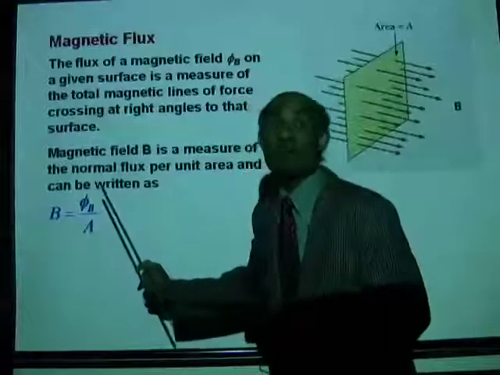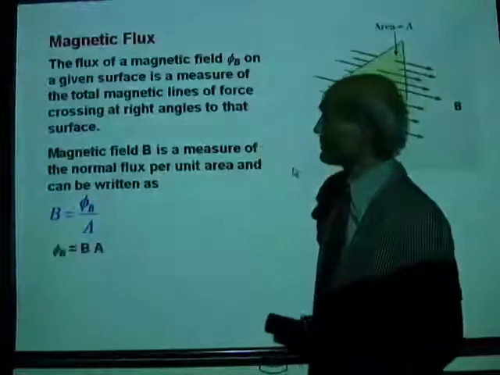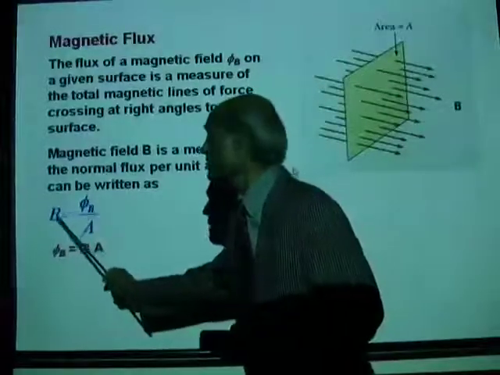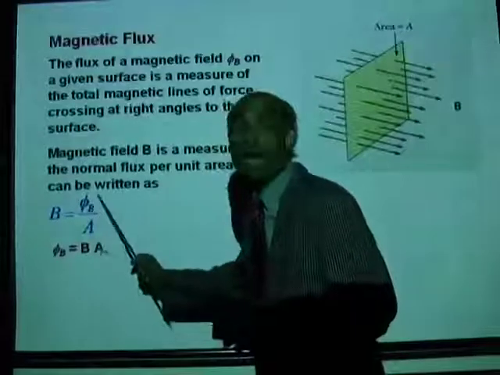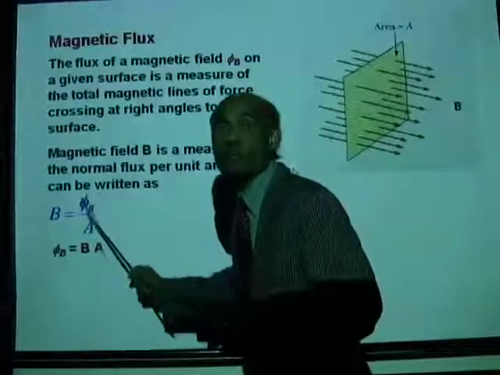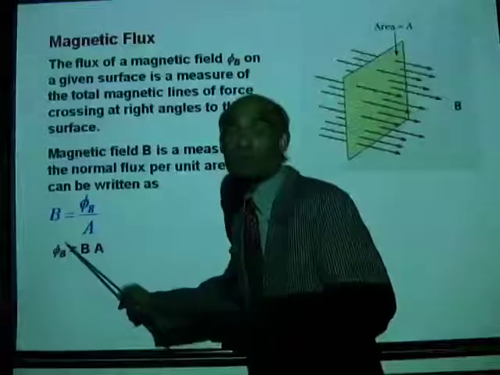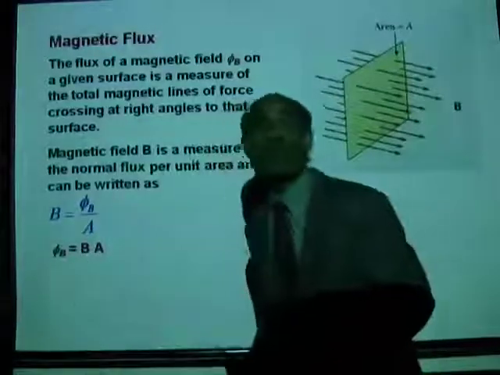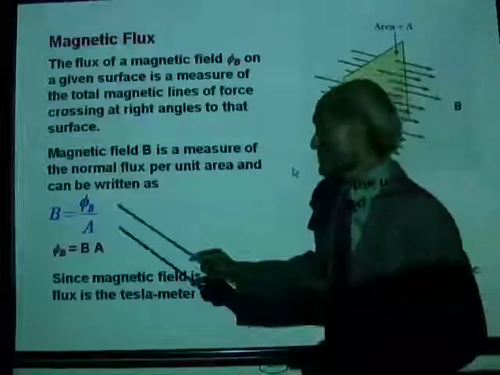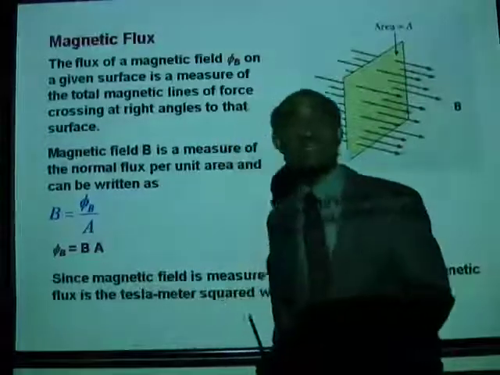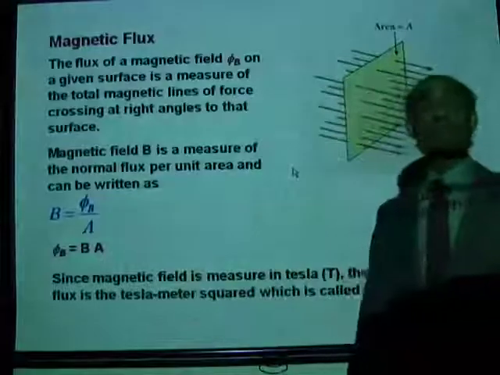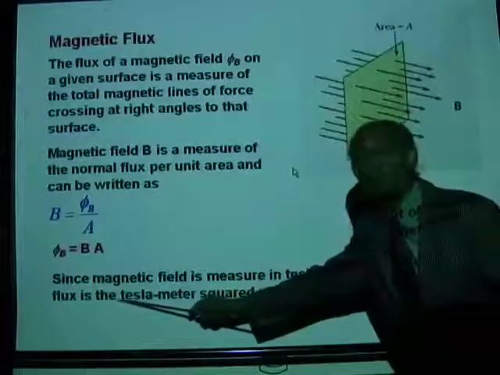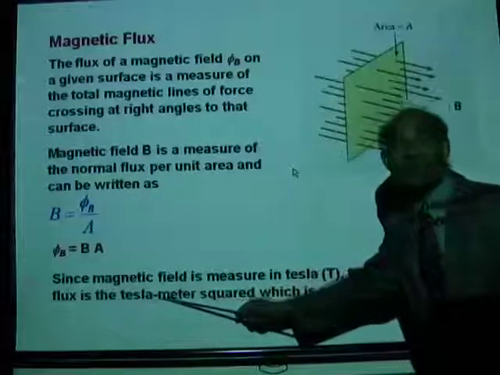What will be the unit, therefore? What's the unit for flux? Well, let's develop a unit for flux by rearranging this equation. If B equal to phi B over A, that means normal flux per unit area, then total flux is B times A. So now give me a unit for magnetic flux. Magnetic field is measured in Tesla and area is measured in meter squared. Therefore, the unit for magnetic flux will be Tesla square meter.